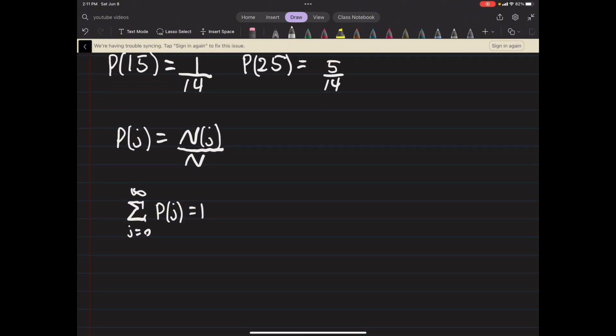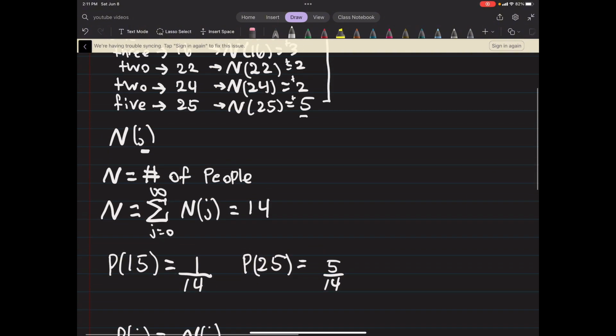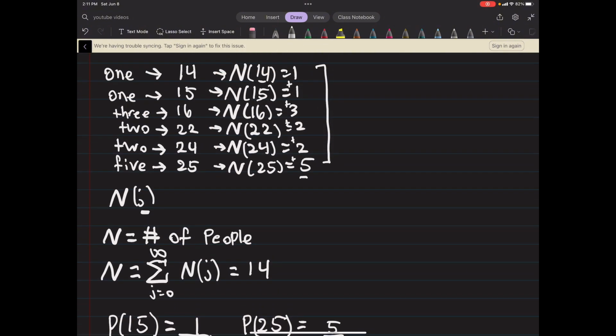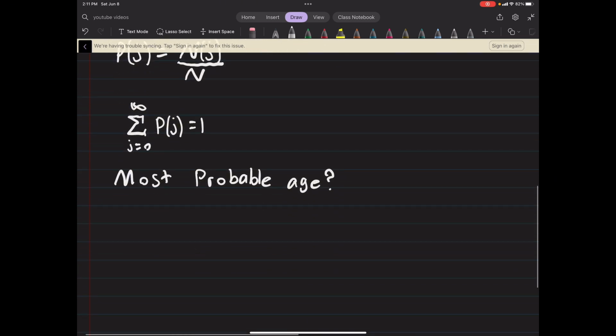The next question is, what is the most probable age? Well, it's just going to be the age group with the most amount of people in it. So in this case, 25, right? Okay. What about the median age?